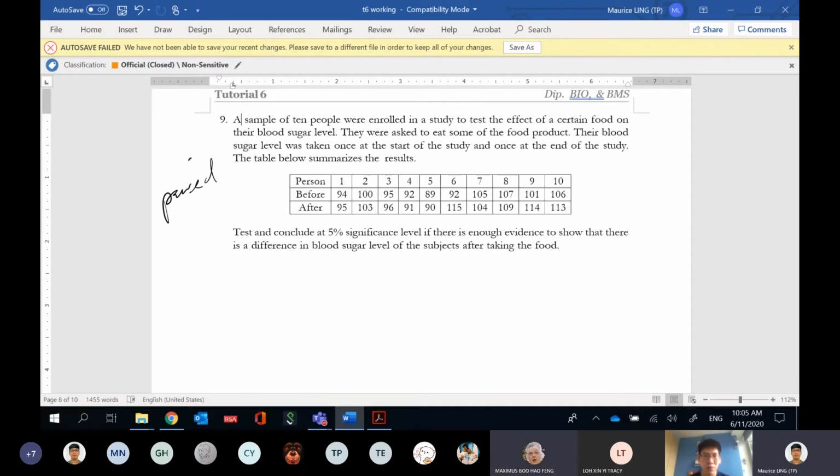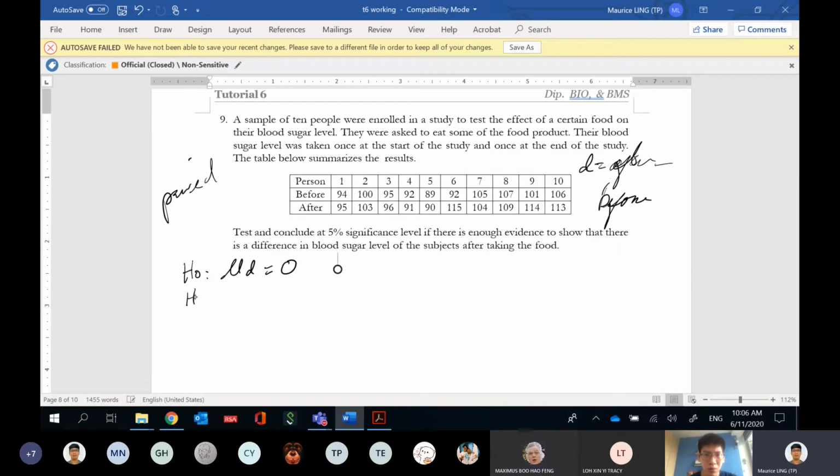The null hypothesis is mu D equals to 0. Okay, tell me what on earth is D first. The difference. So it's before minus after, or after minus before? After minus before. Okay.